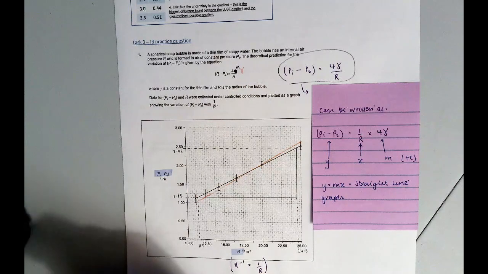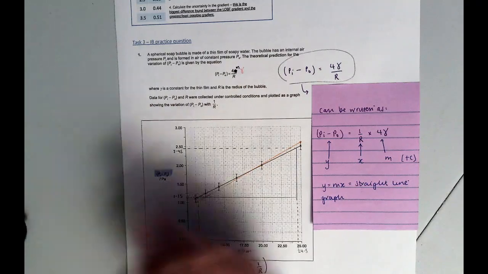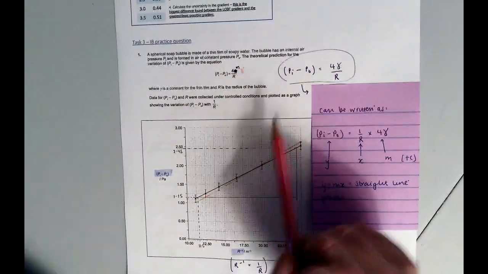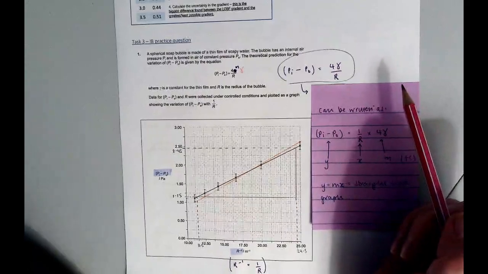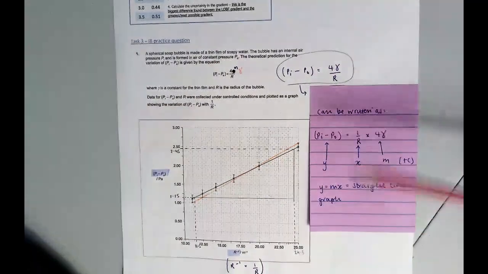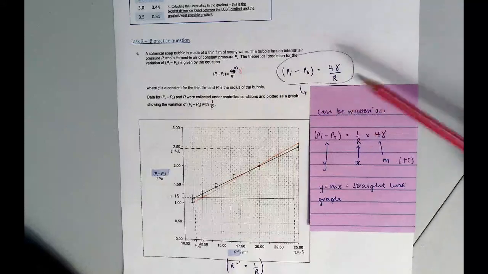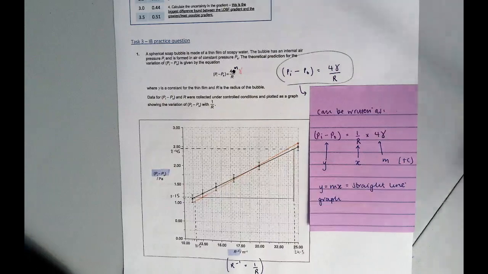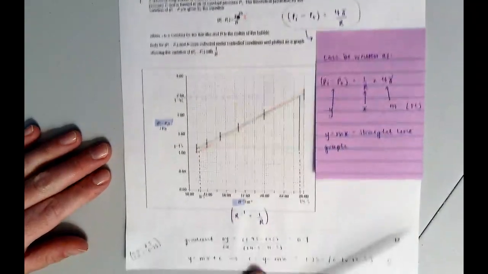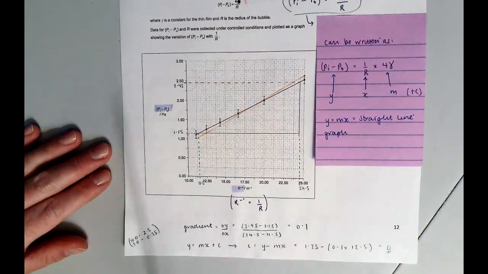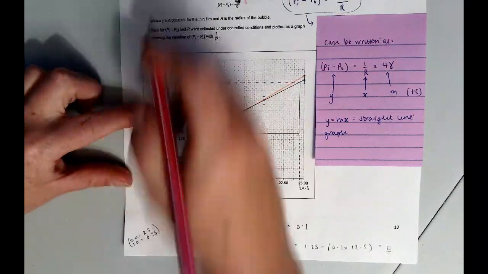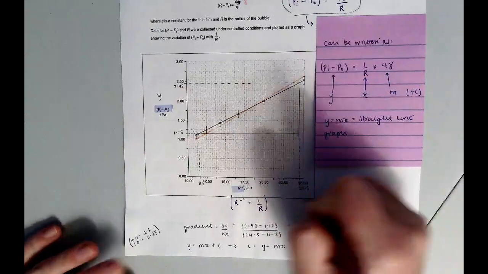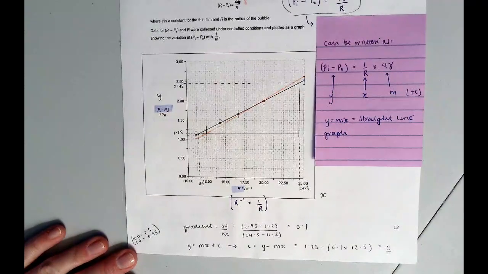And they've given you a suggested equation. So the difference in the pressure is given by 4 gamma over r, where gamma is just a constant and r is the radius of the bubble. So data was collected for these variables, and a graph was plotted. So the first thing I would do is take a look at what has been plotted. On my y-axis, I've got Pi minus P0, and on my x-axis I've got 1 over r.